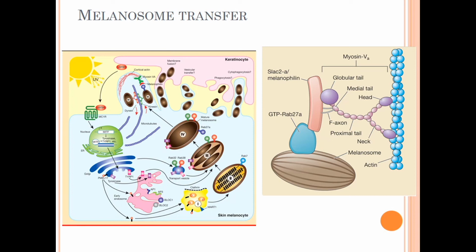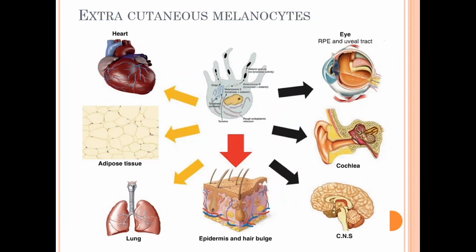This is the melanosome, and this melanosome is attached to the actin, which will direct the melanosome to the keratinocyte. This attachment is facilitated by Rab27A, melanophilin, and myosin 5A proteins. These are important in certain hereditary hypomelanotic disorders.